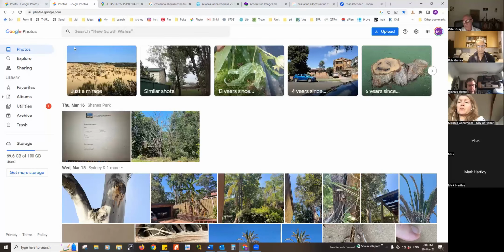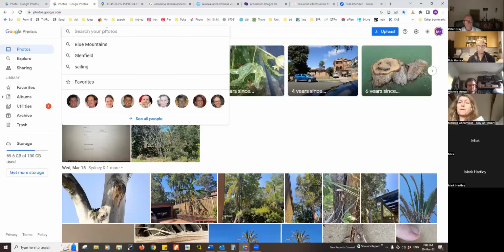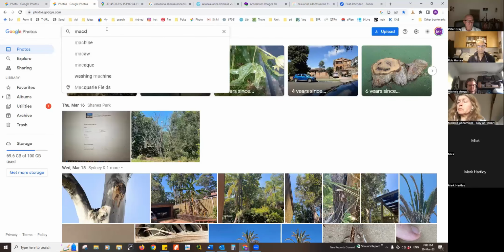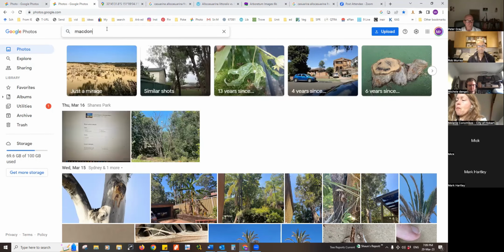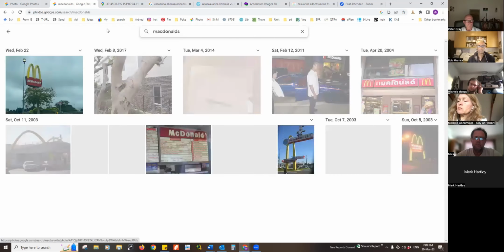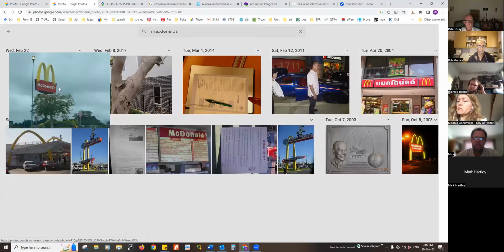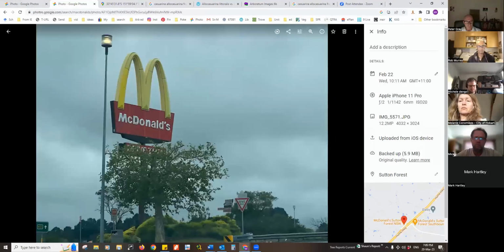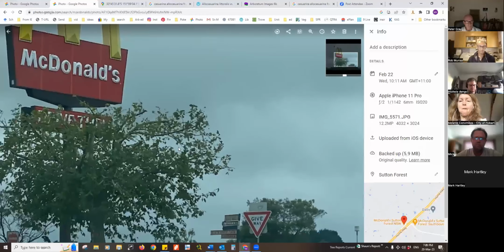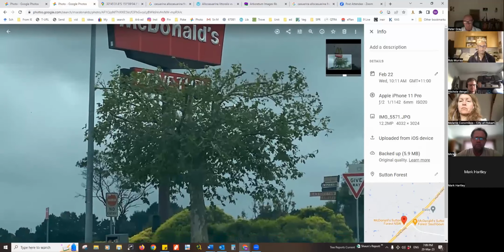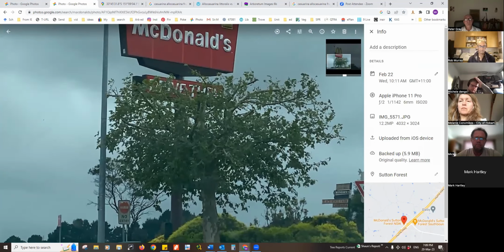lots of cuts. If I can just, I'm pretty sure I can find a McDonald's store. I was outside a McDonald's store on the way back from Canberra not so long ago, and that's reduction pruning. I'll zoom in so you get a better look. Now that's extreme because they want to keep it back underneath the sign.